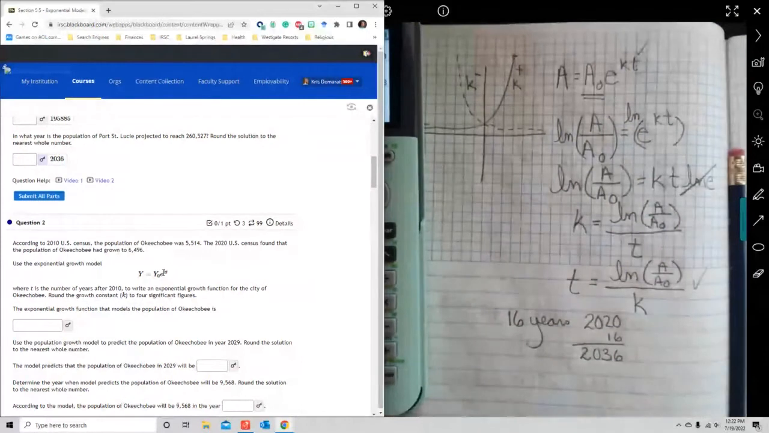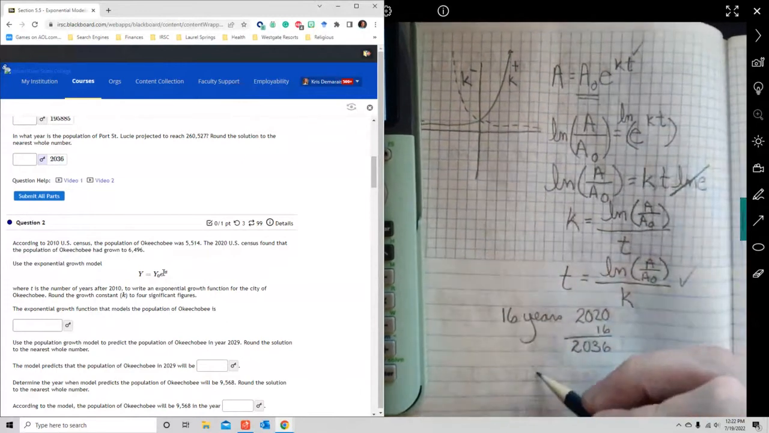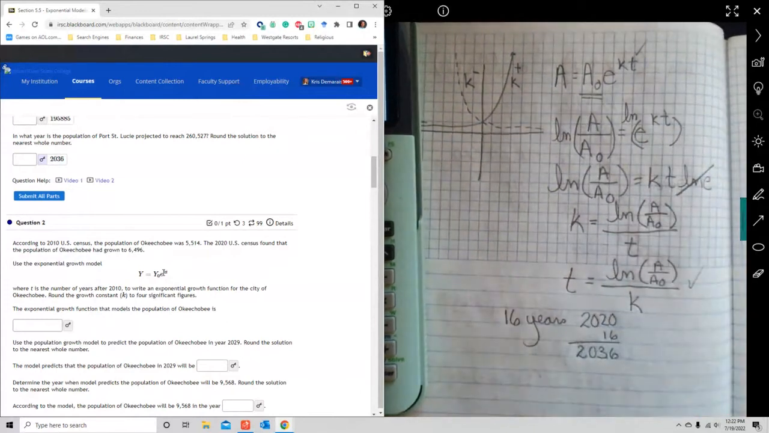The population of Okeechobee was 5,514 by the 2020 U.S. Census. They found that the population of Okeechobee had grown to 6,496. So the initial was this, the projection was this. What was the growth factor? We have a couple pieces of information and we need more. It was 2010 when it was 5,514, and then 10 years later it went up to 6,496. So what would the k be?